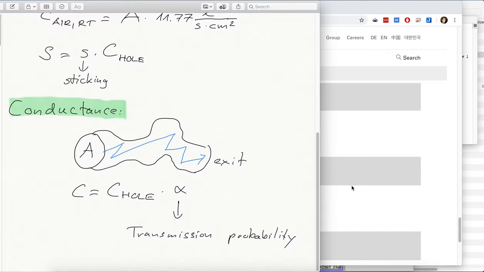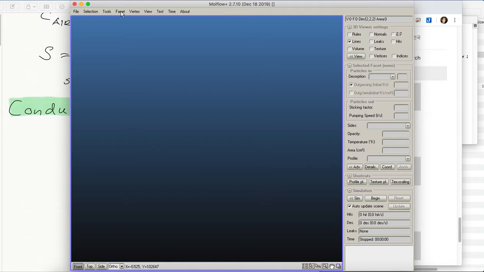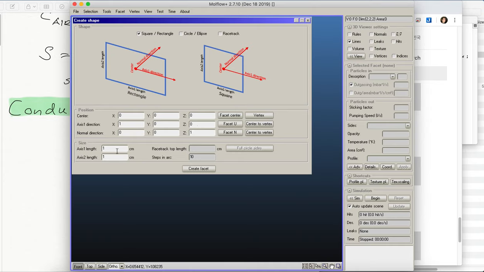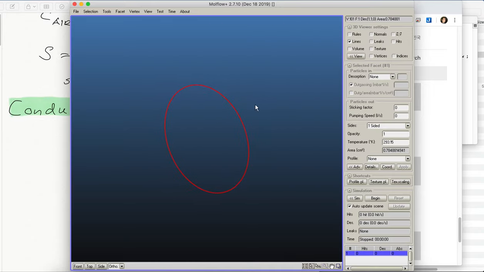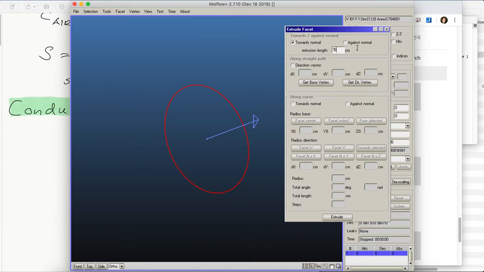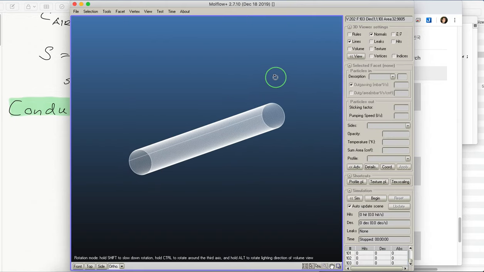So let's launch Molflow and let's make a really simple pipe. At this point, I assume that you know how to use the geometry editor. You can also watch that tutorial, but I will only be creating a few basic shapes. So I will make a circle first at 0, 0, 0, and the size of the circle will be 1 centimeter, so that will be the diameter of our pipe. And actually, I like a good resolution, so I will make it 100 sides. At this point, I have a circle, and I will make a pipe out of it, so I will use the extrude command. And I will make the length of the pipe 10 centimeters.